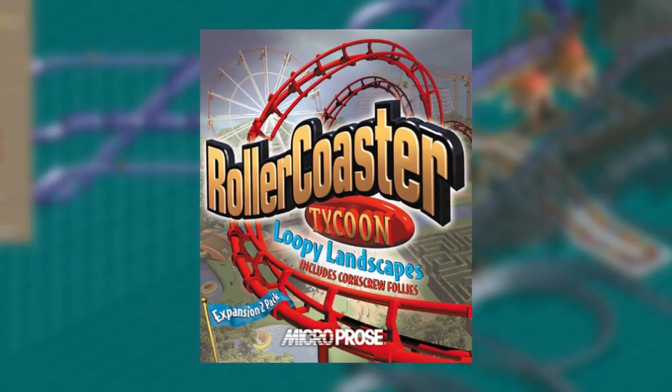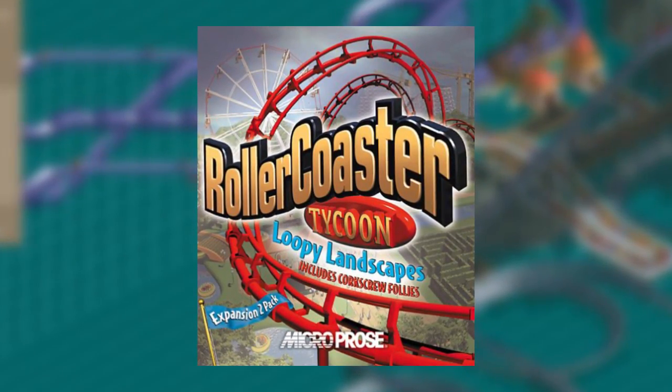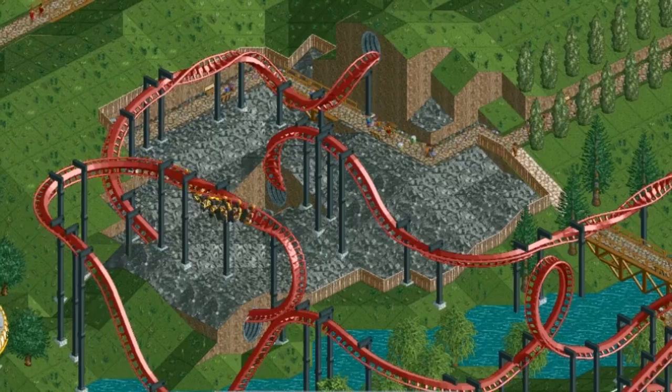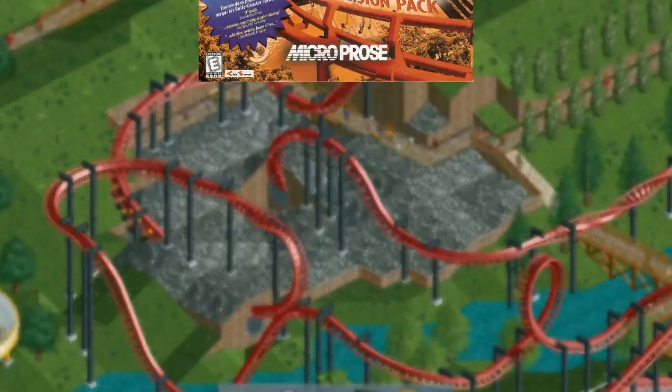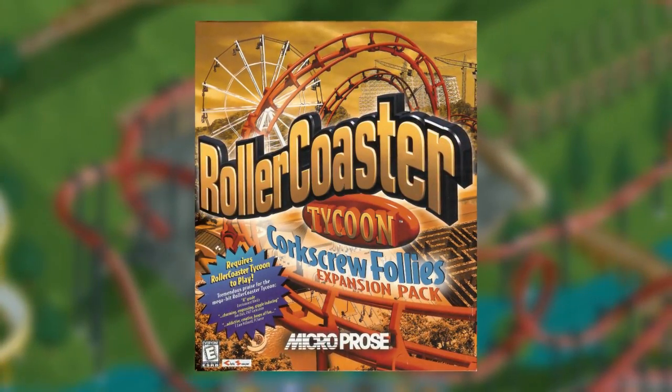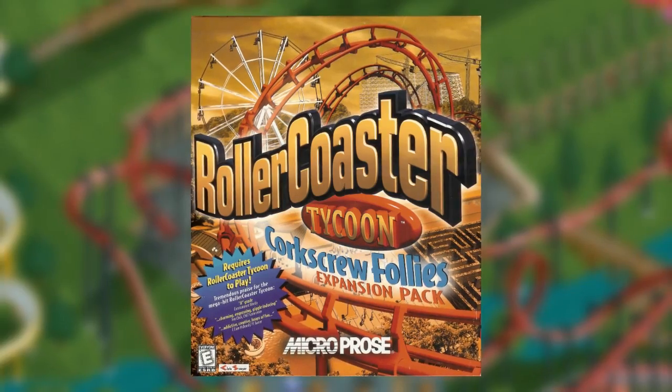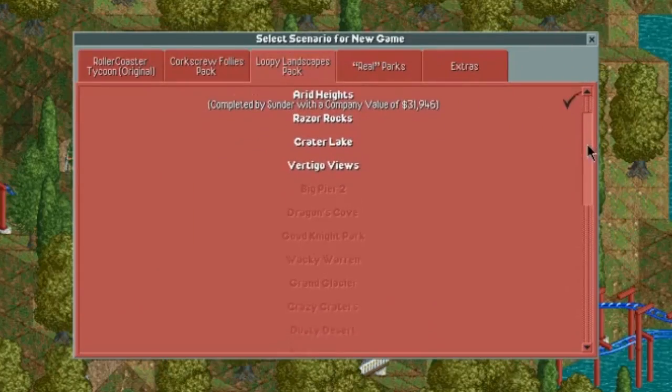That is, until the second expansion RCT, Loopy Landscapes, dropped the year following its release. Loopy Landscapes did much the same as its previous expansion, Corkscrew Follies, in introducing new rides and attractions to use as well as new maps, but the biggest addition was the variety to scenarios.